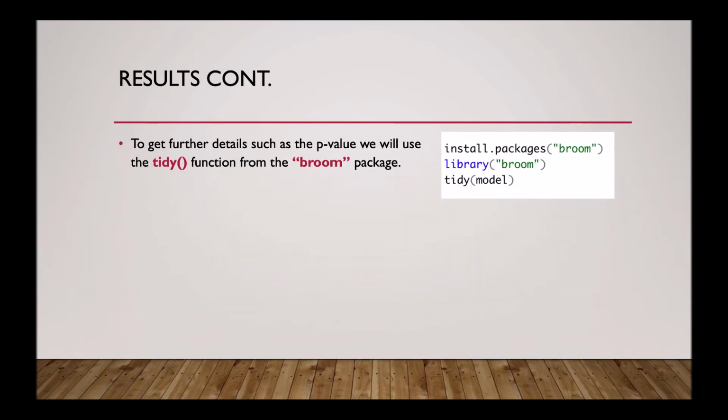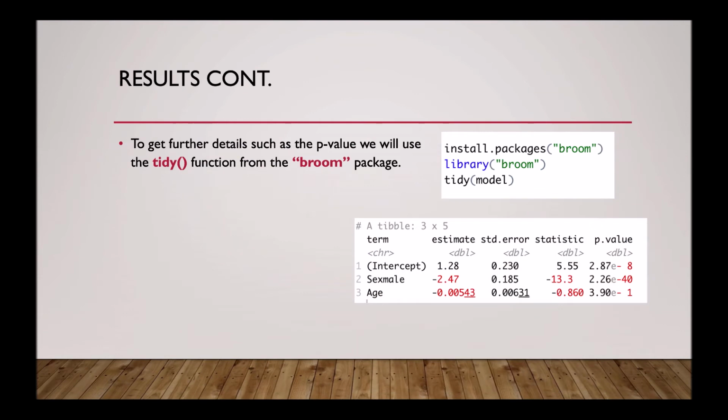To get further details, such as the p-value, we can use the tidy function from the Broom package. So first, we need to install the Broom package and load it using the library function. We can then type tidy and in brackets model to view the data. So here are our results. And importantly, here are our p-values.